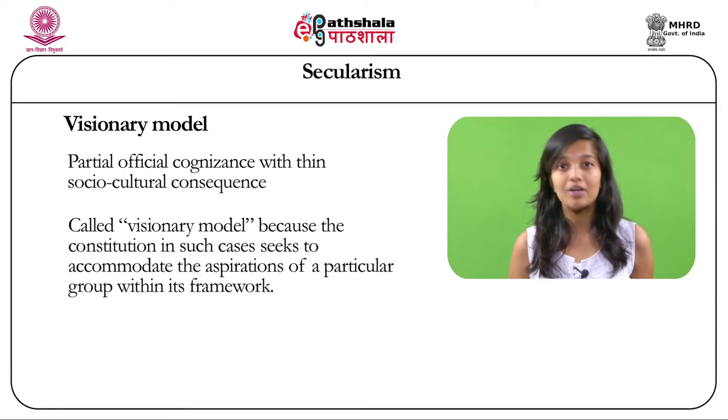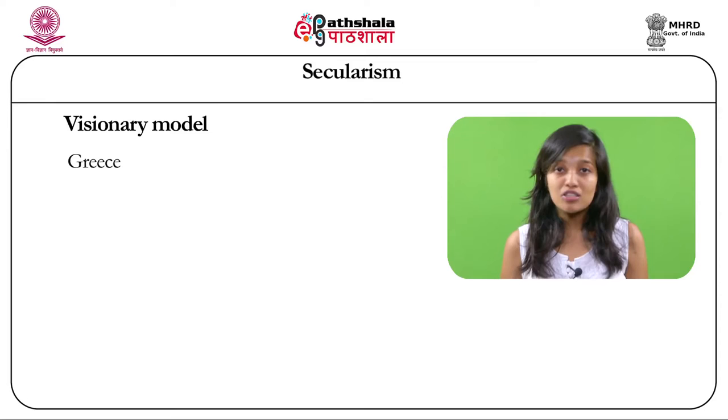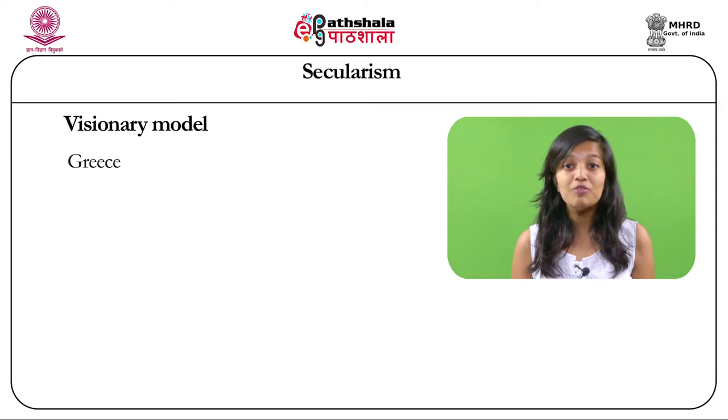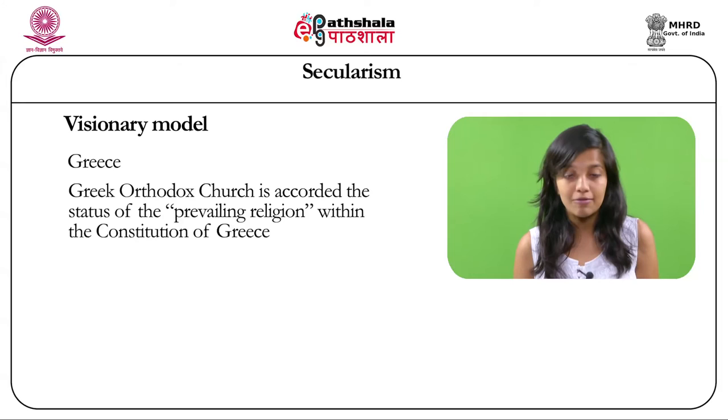Are there any examples of this today? One example that's often taken is the case of Greece. Within the constitution of Greece, the Greek Orthodox Church is accorded the status of the prevailing religion within the territory of Greece. This tantamounts to the Greek Orthodox Church, in fact, being the official religious institution of the state itself.